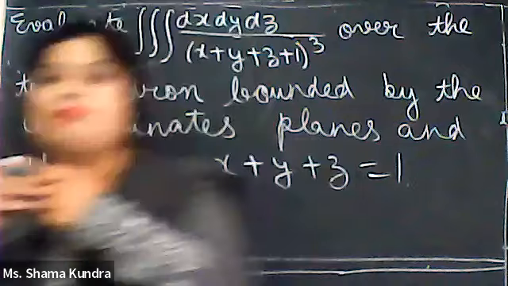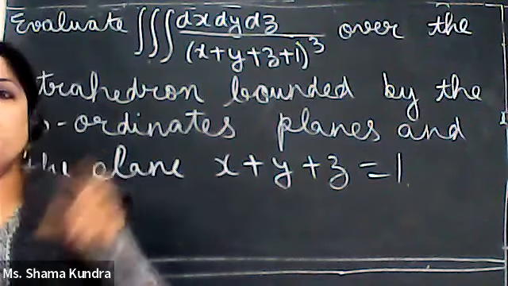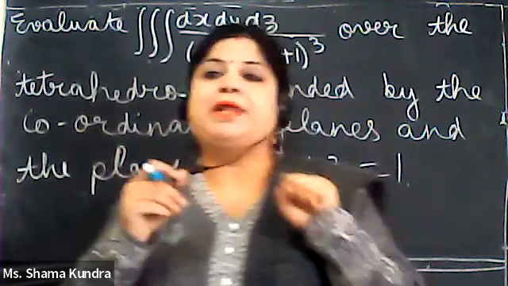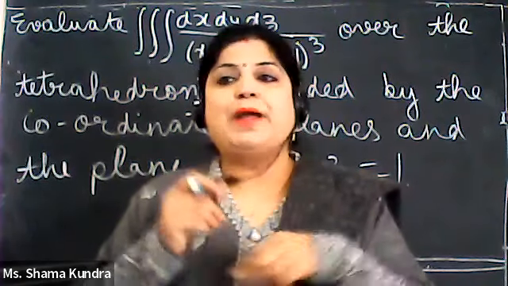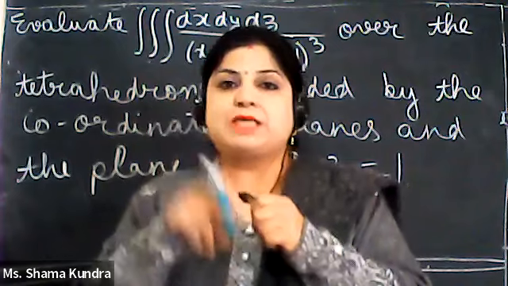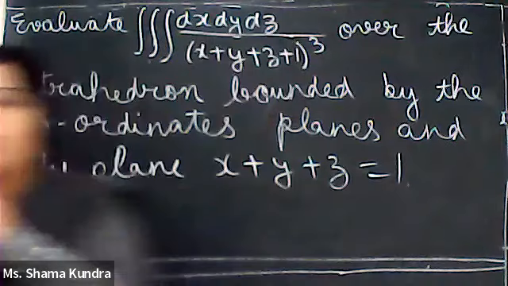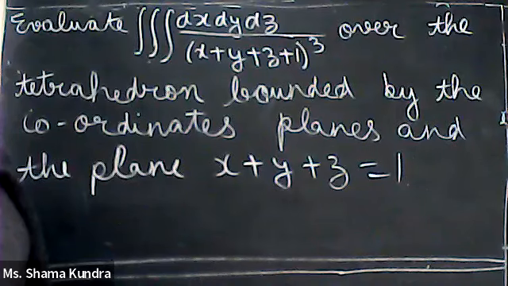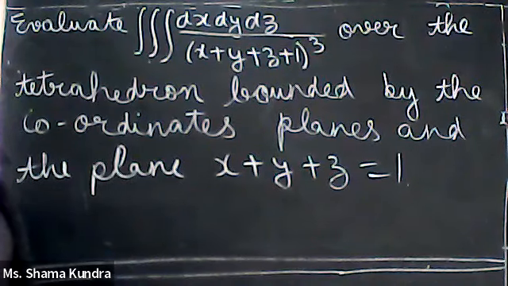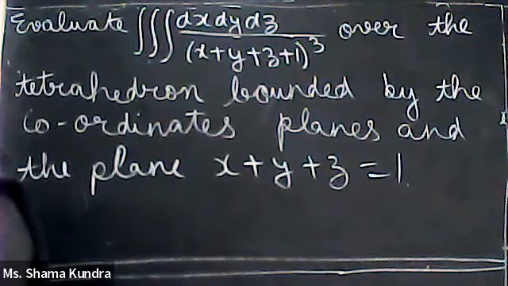See this question: evaluate the triple integral dx dy dz over (x plus y plus z plus 1) whole cube, over the tetrahedron bounded by the coordinate planes. So remember, the coordinate planes are x equals 0, y equals 0, and z equals 0. This is given to you. And one more thing, x plus y plus z equals 1. If you remember, the prism used in practicals is a tetrahedron. Pyramids are also an example of a tetrahedron.